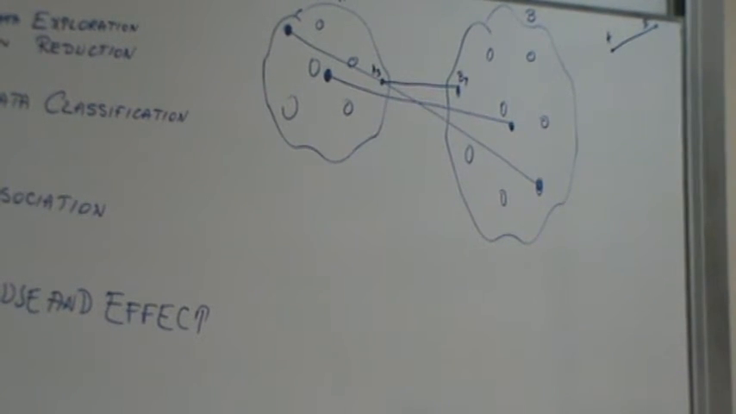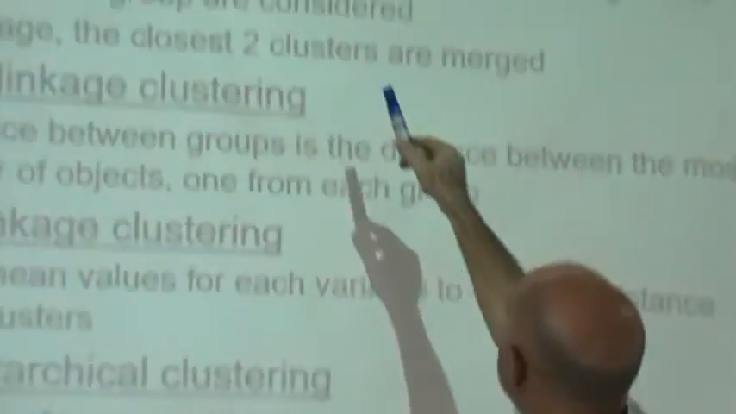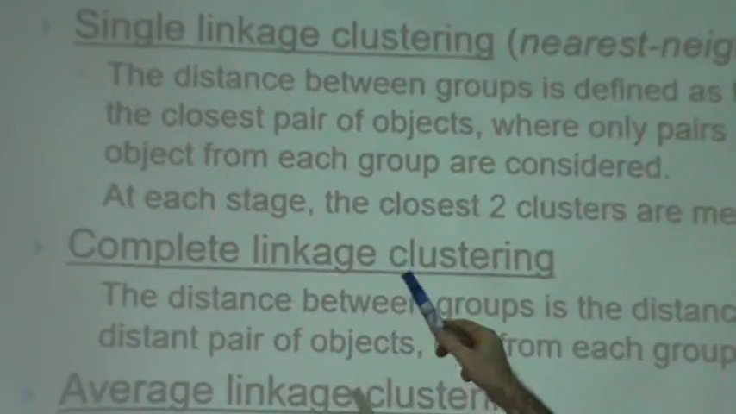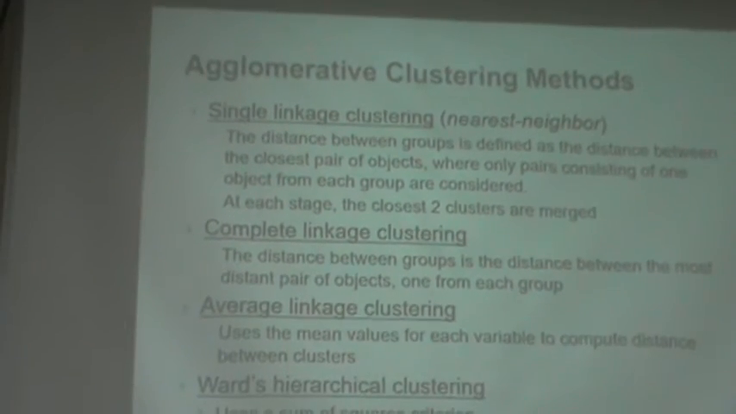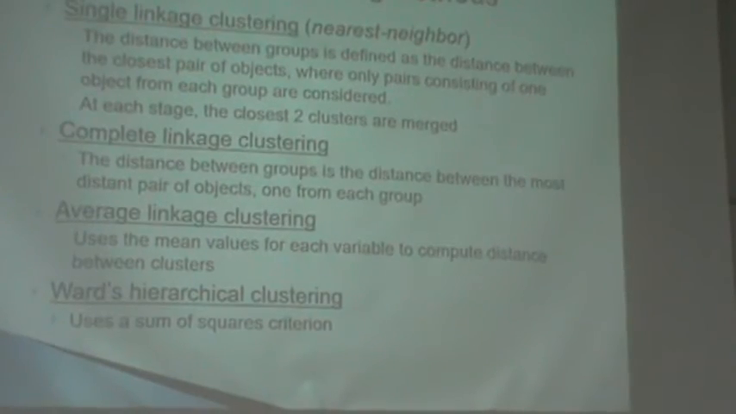Single-linkage, also known as nearest neighbor. The distance between two groups is defined as the distance between the closest pair of objects. So this first one will be these, A3 and B7.